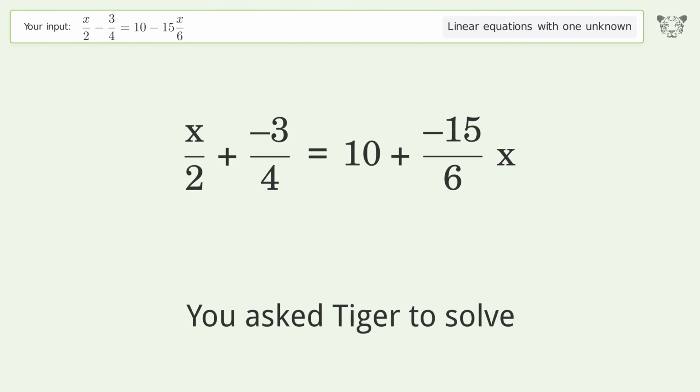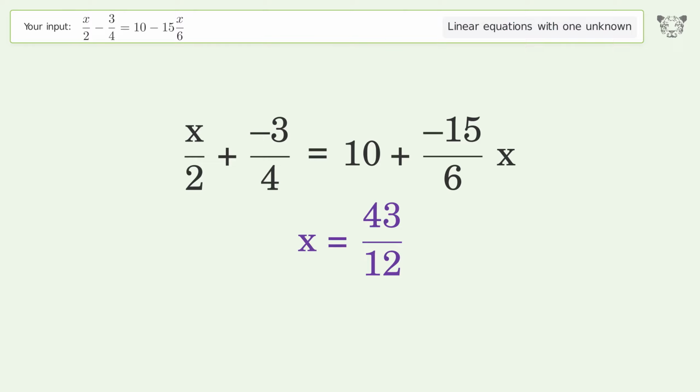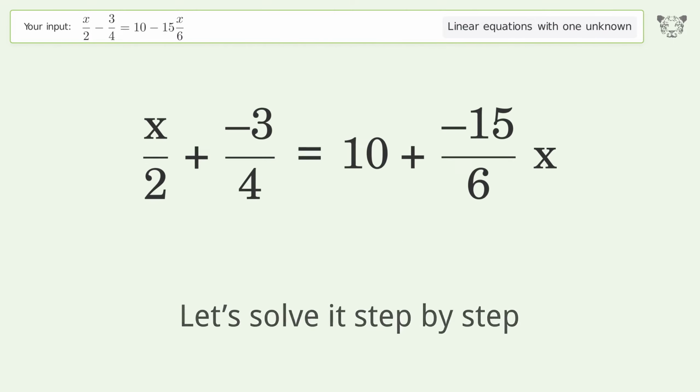You ask Tiger to solve. This deals with linear equations with one unknown. The final result is x equals 43/12. Let's solve it step by step.